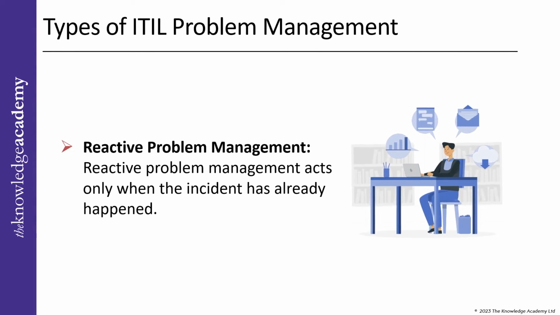Reactive problem management. Reactive problem management acts only when the incident has already happened. It focuses more on resolving. The process of reactive problem management gets initiated when the incident occurs, demanding an underlying root cause inquiry. Your team identifies the underlying problem related to the incidents and then sets out to resolve them at the earliest possible time.